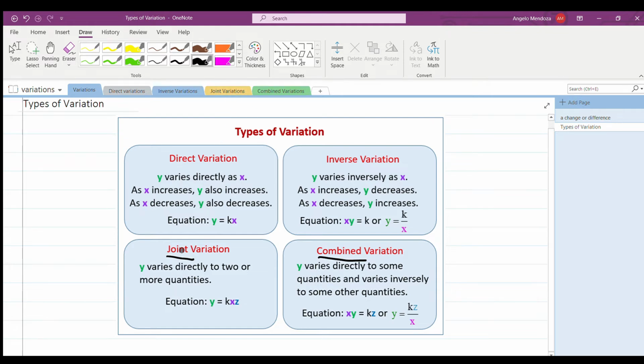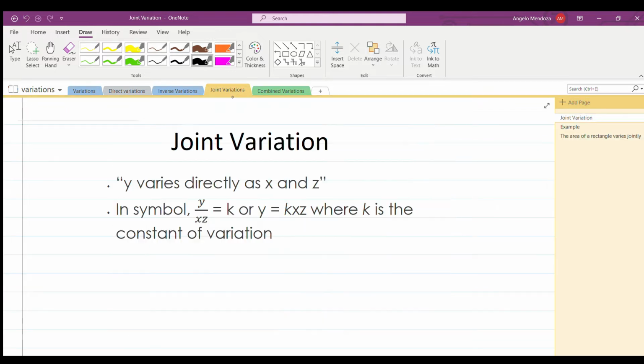When you say joint variation, y varies directly to two or more quantities. That is denoted by y is equal to kxz. In symbol, y over xz is equal to k, or y is equal to kxz, where k is the constant of variation. We are talking about two or more quantities here, x and z. So let's have our example here.